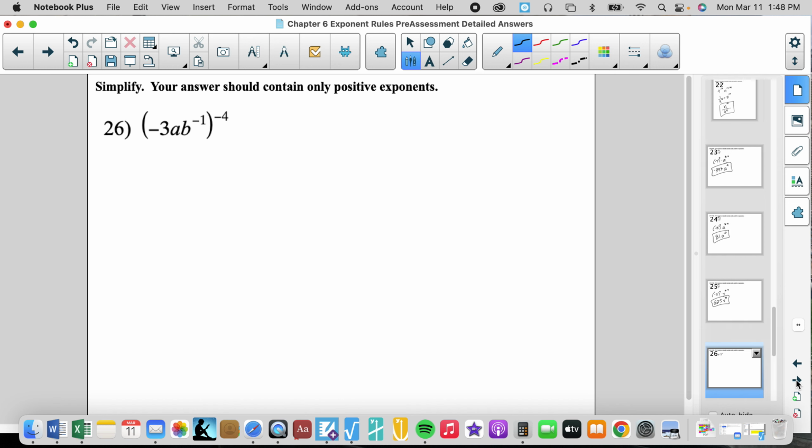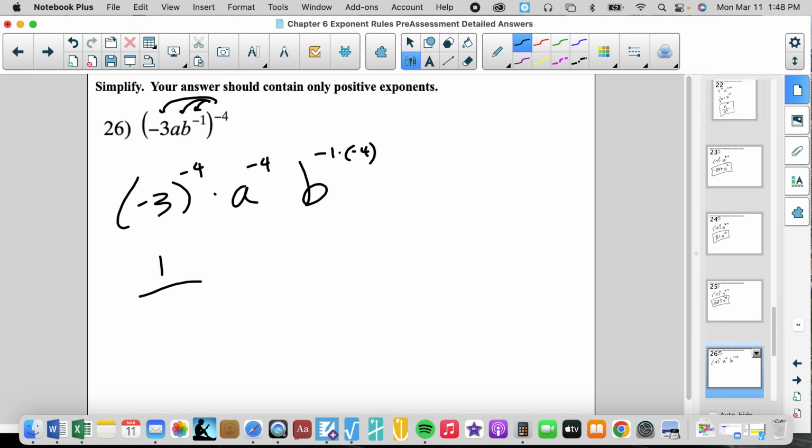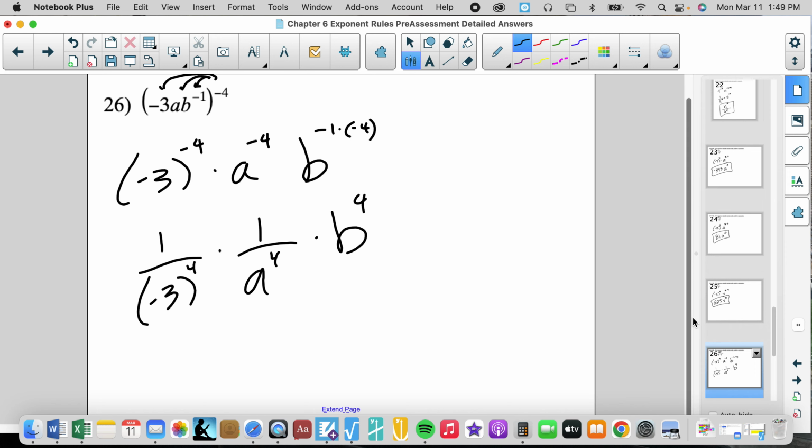And I think we're getting close. Ooh, this is good. Now we have 3 things that we have to distribute it to. A to the negative 4 and b to the negative 1 times negative 4. So this is going to be 1 over quantity of negative 3 to the 4th. This is going to be 1 over a to the 4th. And this is going to be b to the positive 4 in the numerator.